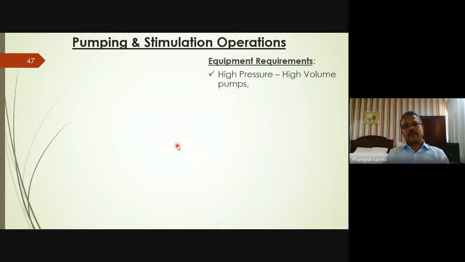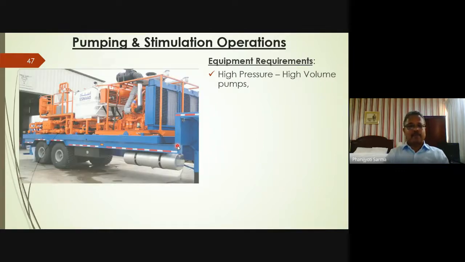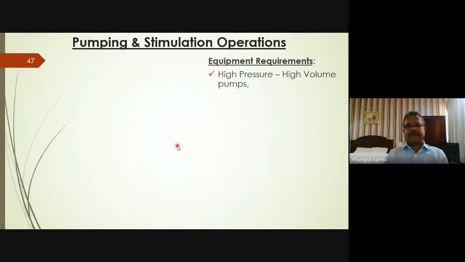So what is the equipment required? We have to have the high pressure, high volume pump. The pump has to be capable of pumping the designated fluid in a high volume and against the high pressure. It could be a 10,000 psi rated pump or a 15,000 psi rated pump. It could be required to pump, say, 5 barrels per minute, depending on the job design.